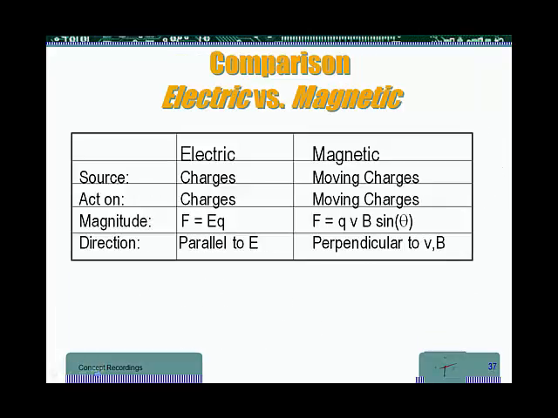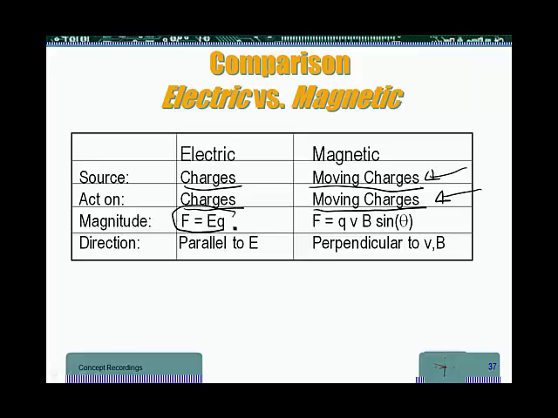Okay, another summary. The source of electrical forces is charges. The source of magnetic forces, or magnetic fields, both of them, is moving charges. Now, an electrical field acts on an electrical charge. A magnetic field acts only on moving charges. So the source of a magnetic field is a moving charge, but it acts only on moving charges.